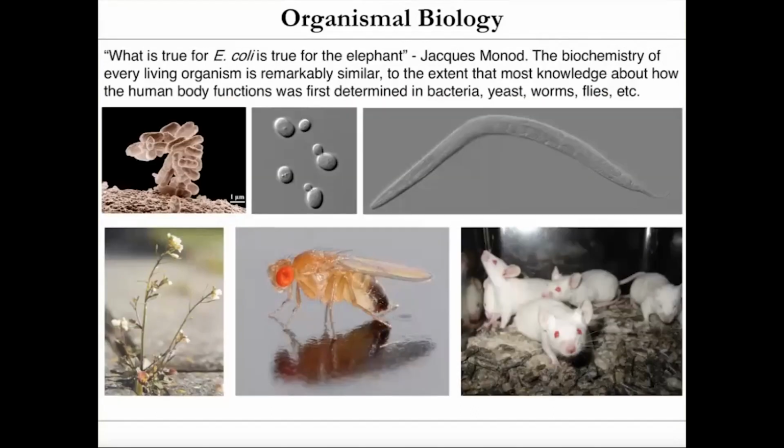So if we go even a little deeper, we can go into organismal biology, which may be what you think about when you think of biology. You think of different species. So there's an elephant or a mouse or a fruit fly or something like that.